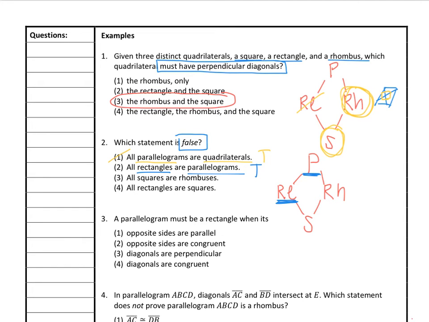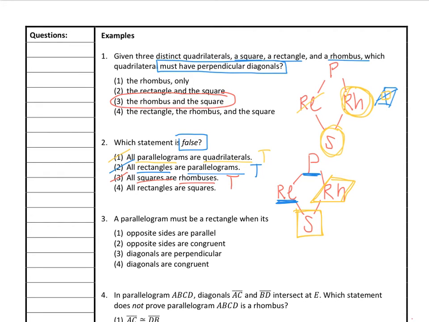Choice 3. Well, actually, let me cross off choice 2. Slash the trash. All right, choice 3. All squares are rhombuses. So is every square, if I am a square, does that mean I'm also a rhombus? Well, in fact, it does, because a square, again, holds all of the same rhombus characteristics. So that's another true. All right, so it's got to be choice 4.